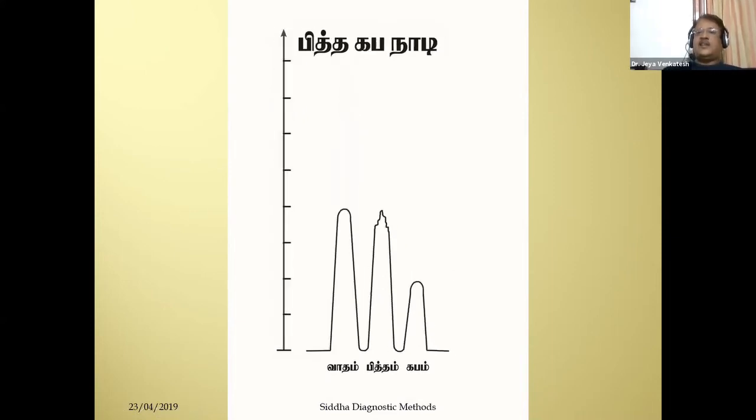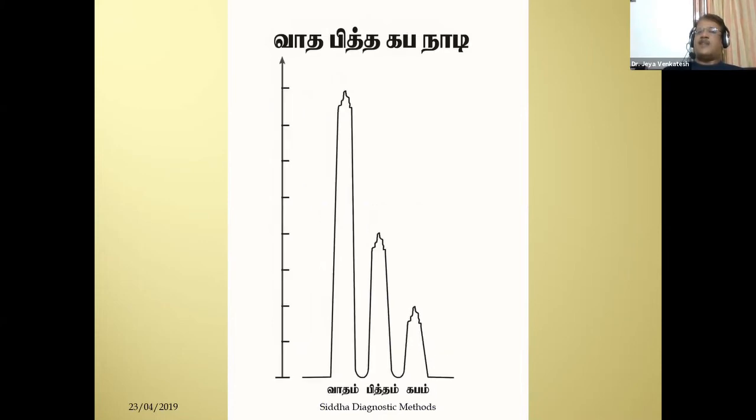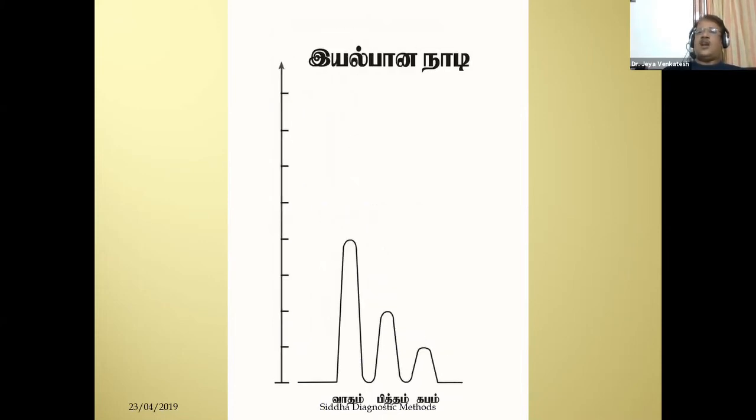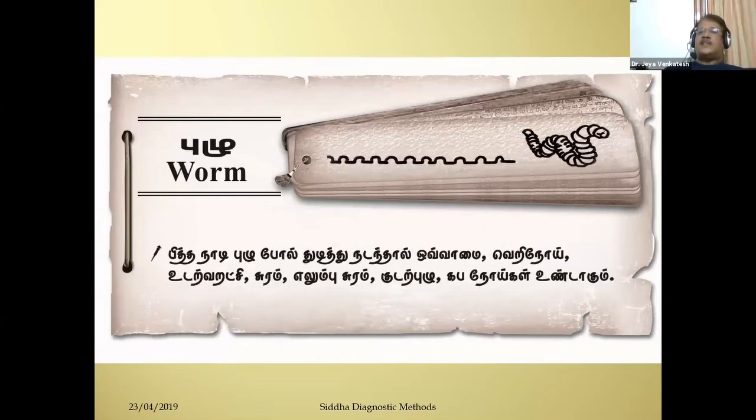These are the 10 types: Vada, Pitta, Kaba, Kaba Vada, Kaba Pitta, Vada Pitta, Vada Kaba, and Mukutra. 10 types of nadis can be found in all the patients. This is the method. For example, this is one type of pulse which can be correlated with the movement of a leech. This is another type of pulse which can be correlated with the movement of a worm.